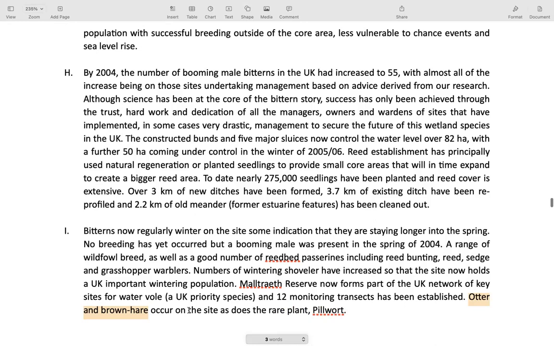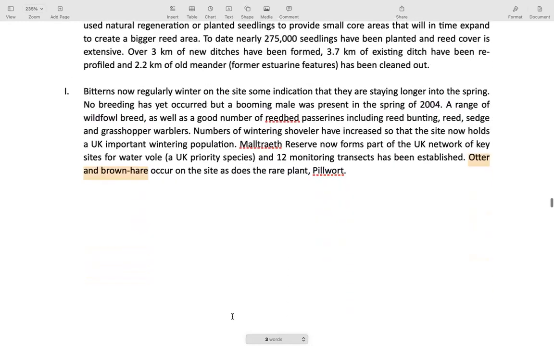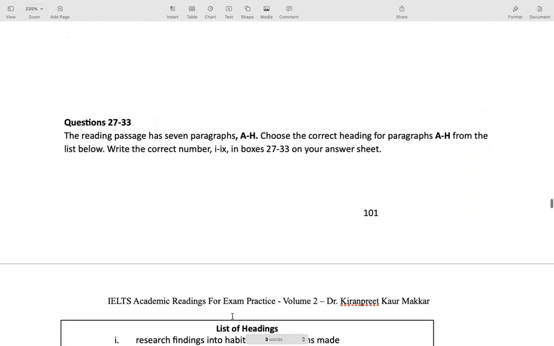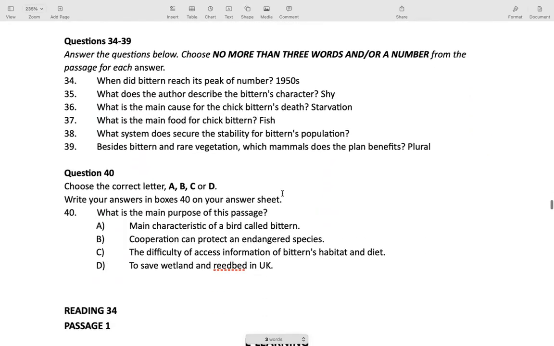Okay. But still the question is wrong, sir. Why? It has does. The question is which mammal does? Mammals does. Yes, grammatically it's wrong. Which mammals do the plant benefit? Which mammals does the plant benefit? It's sounding right. I don't know. Okay. Wait here. We'll do this later. We'll do this part. Last question.